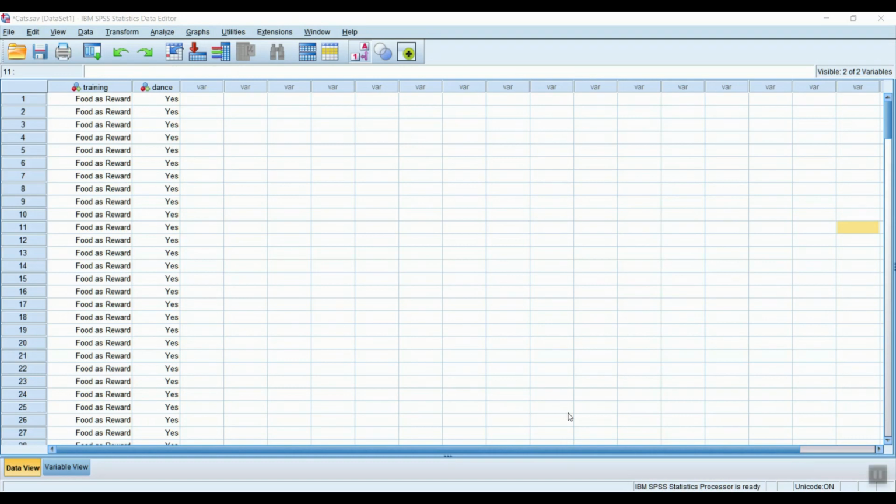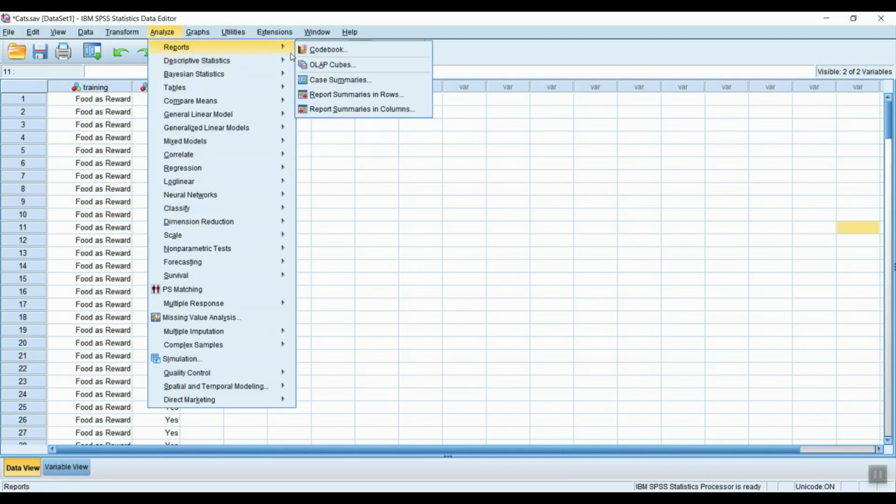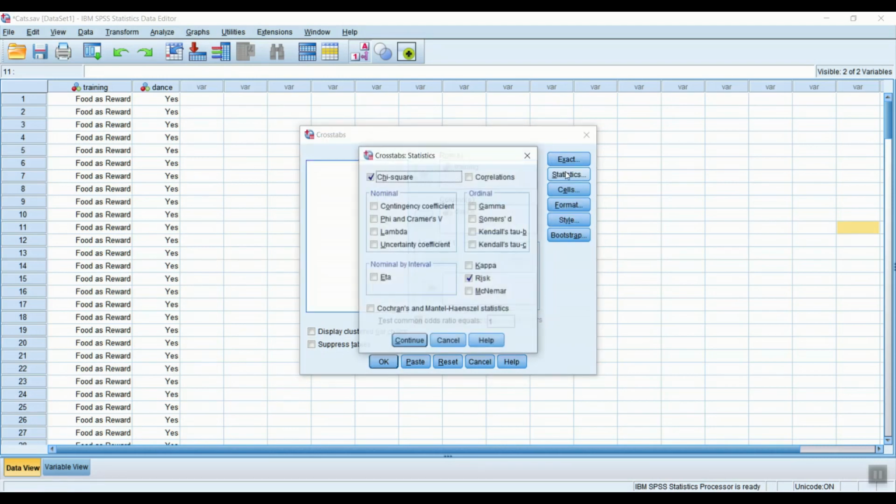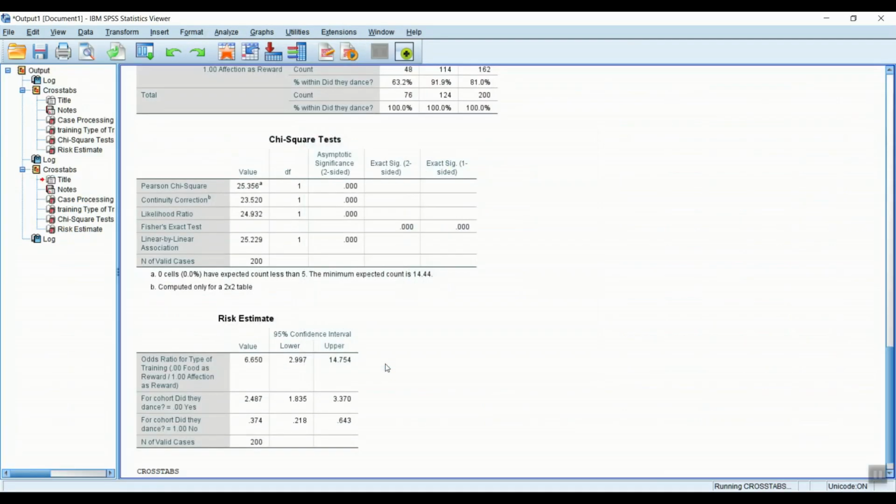Another useful feature of the crosstab procedure is that it can generate odds ratios and relative risks. These are two terms that you will see reported in many papers. Rather than try to explain them, which I do in the workbook, I'm just going to demonstrate them here. So we'll go into Analyze, Descriptive Statistics, Crosstabs, same as before, we have training and dance. In the Statistics button, we have chi-squared, which we've looked at, and this time we're going to look at risks. So I'm going to do Continue, and I'm going to say OK.